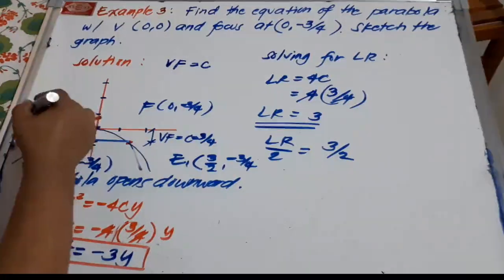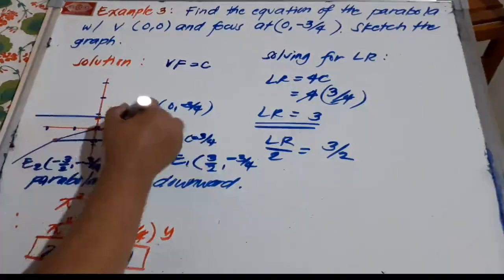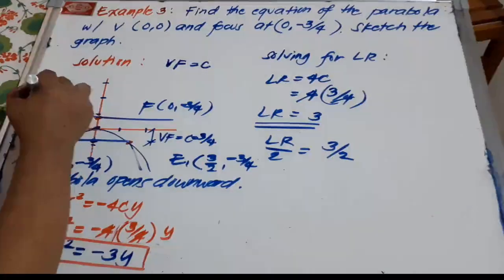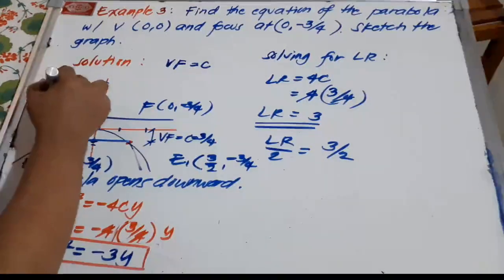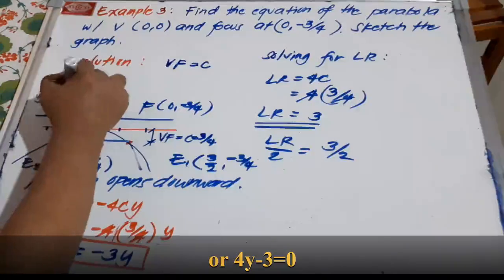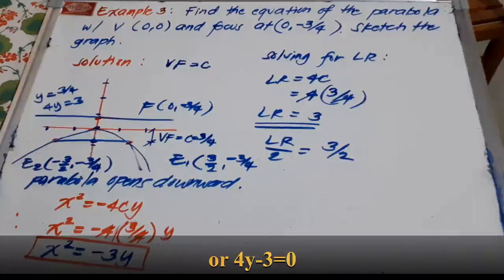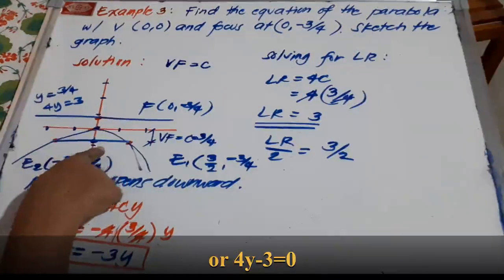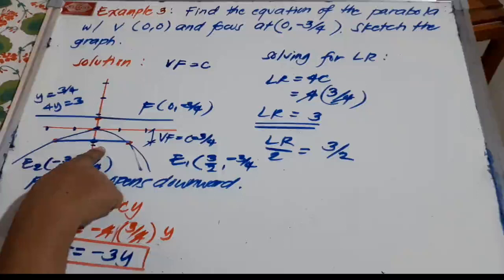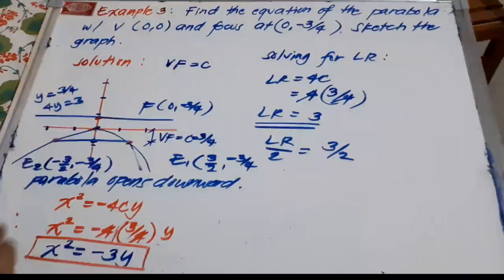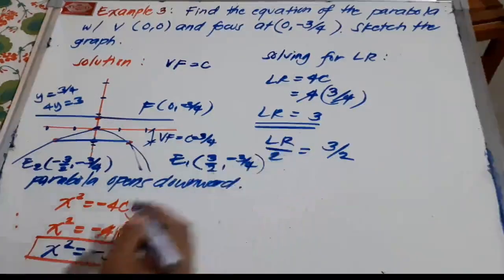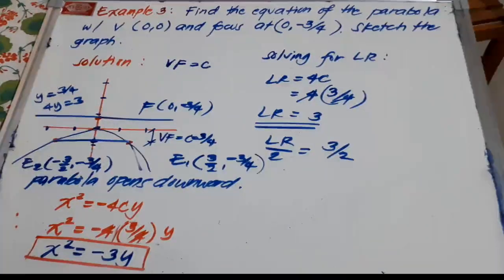So, ito yung ating directrix. At ang equation ng directrix natin is y equals 3/4, or that is equal to 4y equals 3. Okay? So, this is the directrix. This is the location of the focus, 0, negative 3/4. And then, the endpoints of the latus rectum are negative 3 halves, negative 3/4, and 3 halves, negative 3/4. Okay? So, that is the answer for example number 3.